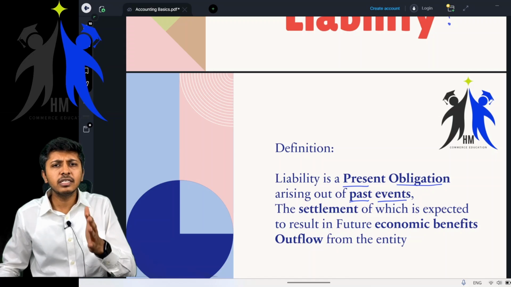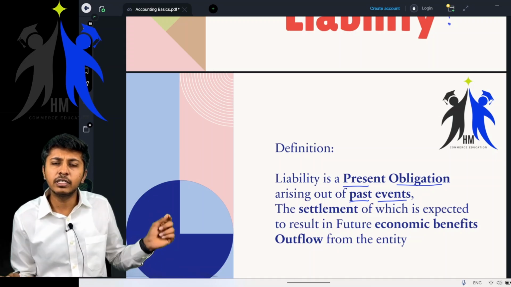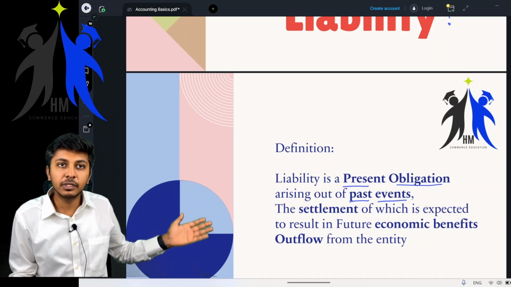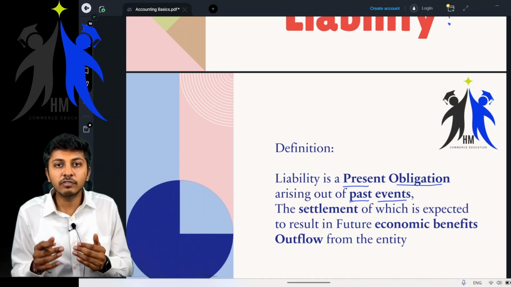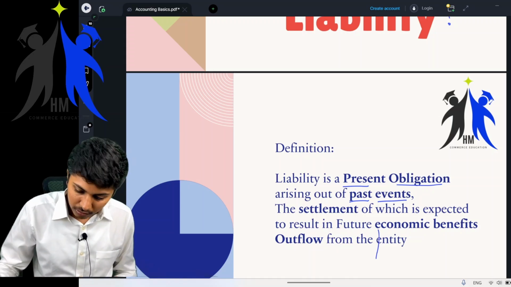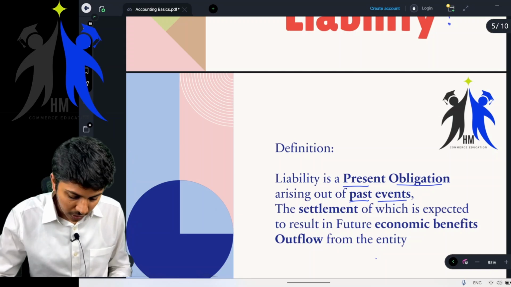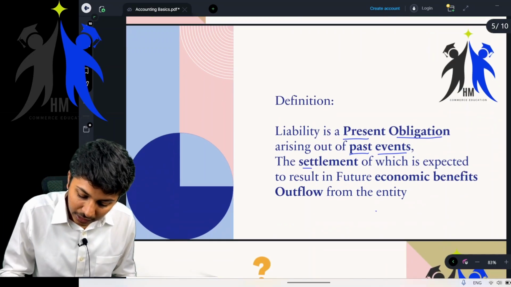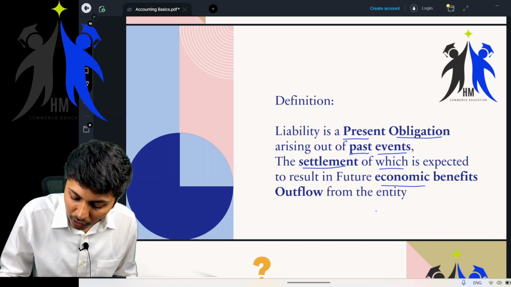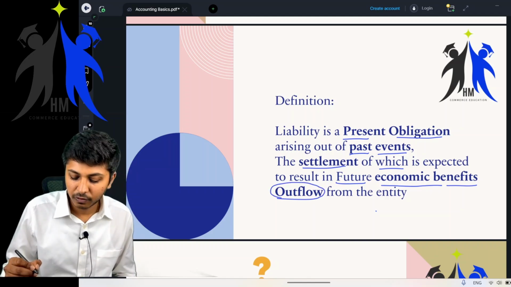Present obligation means it's a duty. It's your current day's duty arising out of past events. Past events means you have done something, karma. Simple. You have done something in the past. Okay, because of that, you have to do something now. The settlement of which is expected to result in future economic benefits outflow from the entity.